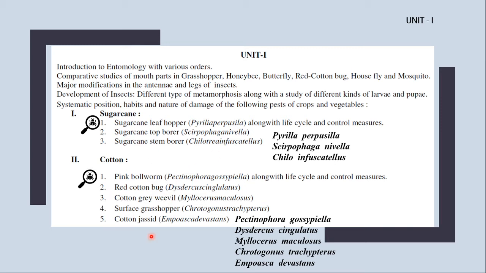Now there are a total of 8 pests in the theory syllabus. Only sugarcane leafhopper or Pyrilla purpurilla and pink bollworm or Pectinophora gossypiella are also in your practical syllabus. For all these insects, you have to learn the systematic position, habits and nature of damage. But for Pyrilla purpurilla and Pectinophora gossypiella, you also have to learn their life cycle and control measures.